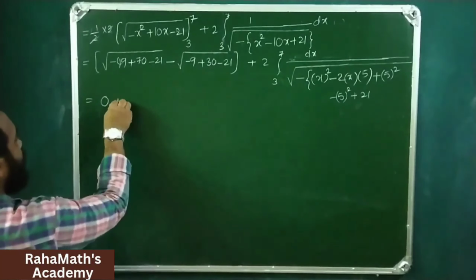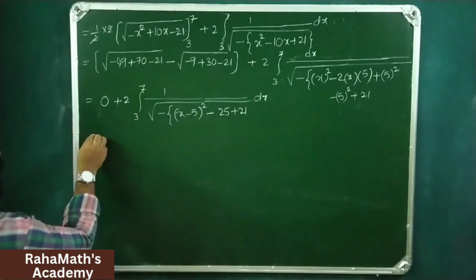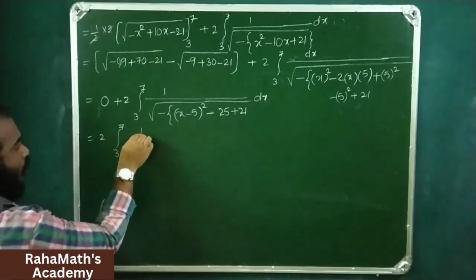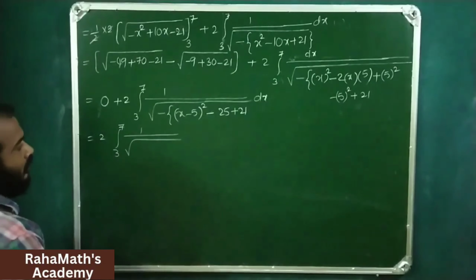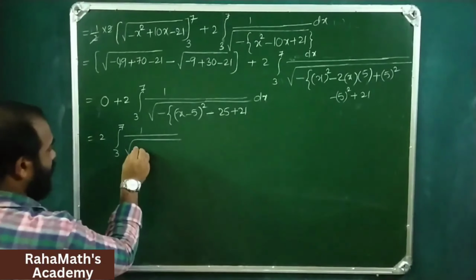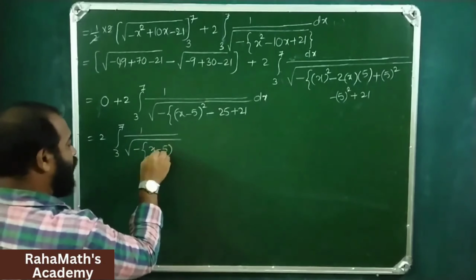integral 3 to 7, 1 by square root of minus, now listen, a square minus 2ab plus b square as a whole can be written as x minus 5 whole square, plus minus 5 square is 25 plus 21 dx. This is equals to 2, 3 to 7, 1 by square root of minus 25 plus 21. This is x minus 5 whole square.